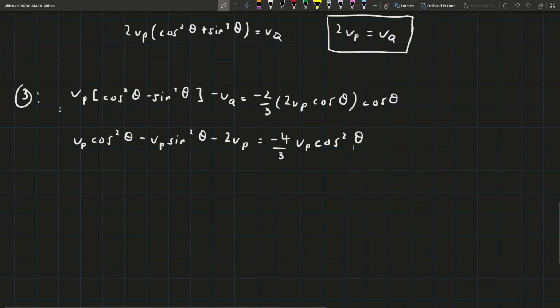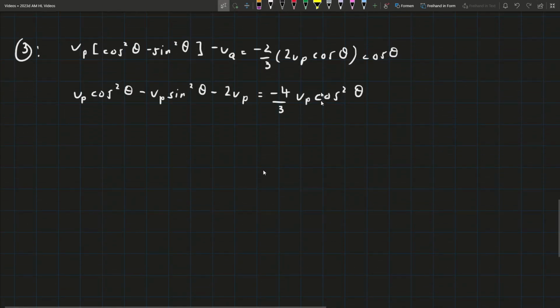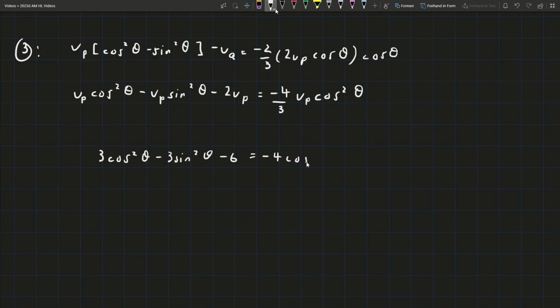Our Vps are all going to cancel if we just divide everything by Vp. And then if we multiply by 3, it'll make the calculation a bit easier. So we'll have 3 cos squared theta minus 3 sine squared theta minus 6, because this minus 2Vp is gone, multiplied by 3, equals minus 4 cos squared theta. And now we can simplify. We kind of start to see this taking shape. So if we bring this cos squared theta to the other side, we'll get 7 cos squared theta.